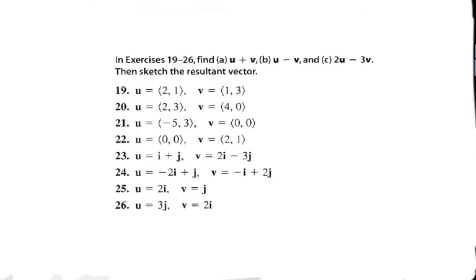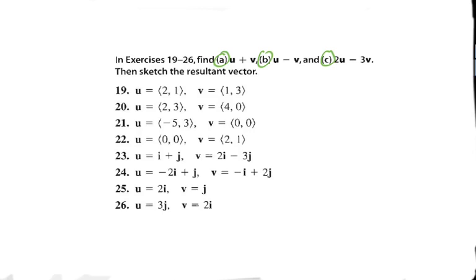Operations with vectors. So this is one of those secret problems, or the ones that sneak up on you, because there's 1, 2, 3 things that you have to do for each of these. Ew. You said ew. Ew.